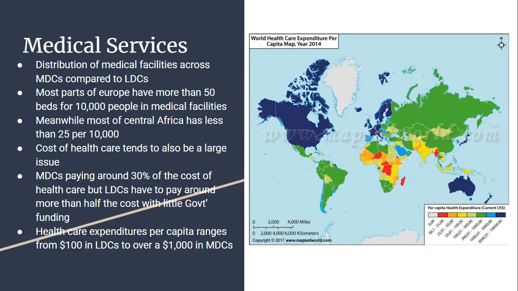Medical services. Distribution across medical facilities from MDCs compared to LDCs. Most parts of Europe have more than 50 beds per 10,000 people in medical facilities. Meanwhile, most of Central America has less than 25 per 10,000 people. Cost of healthcare tends to also be a large issue. MDCs pay around 30% of the cost of healthcare, but LDCs have to pay more than half the cost because of little government funding. Healthcare expenditures per capita range from $100 in LDCs to over $1,000 in MDCs.